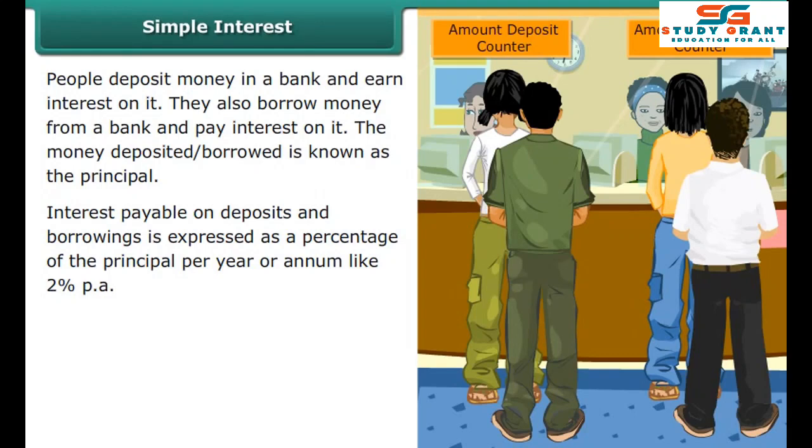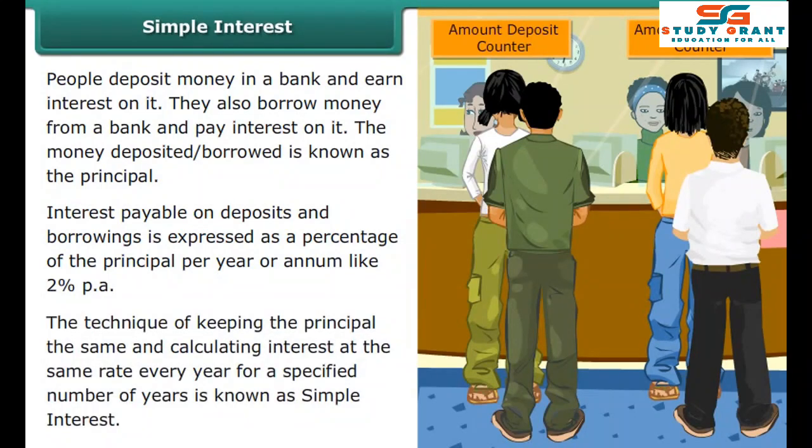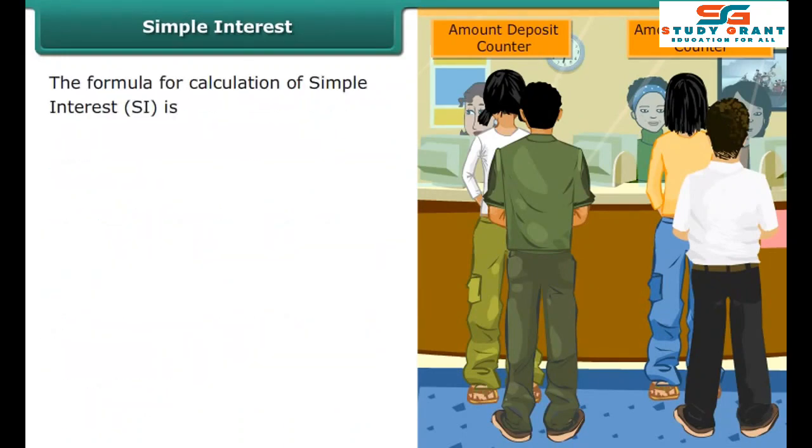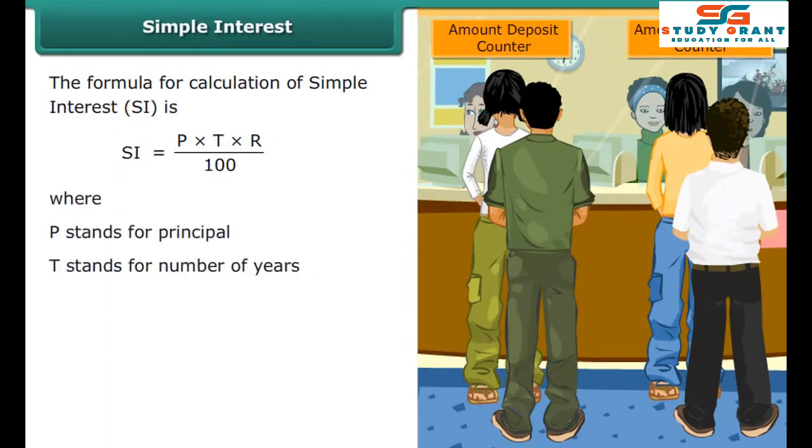The formula for calculation of simple interest SI is P into T into R whole upon 100, where P stands for principal, T stands for number of years, R stands for rate of interest. The amount received or paid after the specified number of years is calculated as A is equal to P plus SI. Let's take a look at an example.